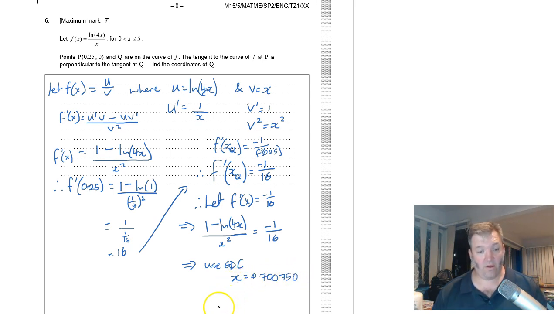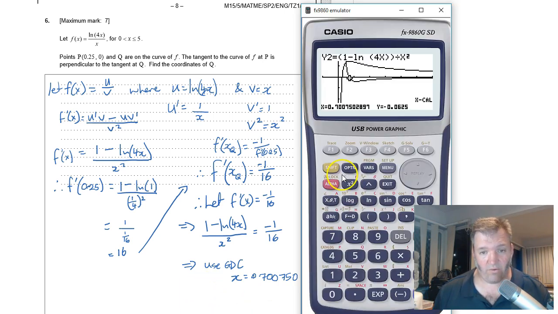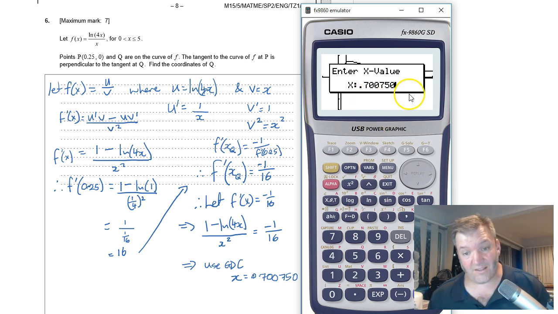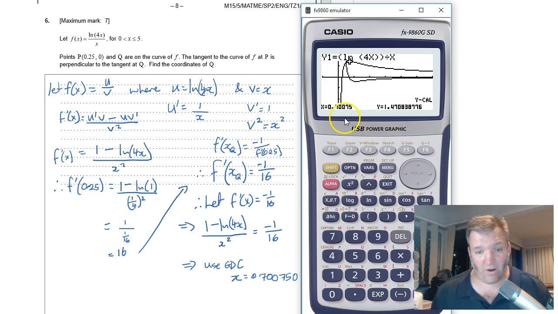We can now find the corresponding value for the y coordinate of Q. So again, we're going to do a G solve, graphically solve. This time we're solving for a y value in the first function. Yeah, that's what we want. And enter the x value, 0.700750. Remember the recommendation, at least 6 decimal places when you're doing these calculations along the way. And we've got a y value of 1.47083.